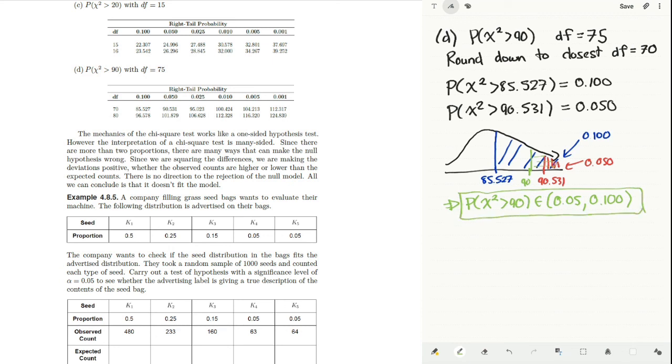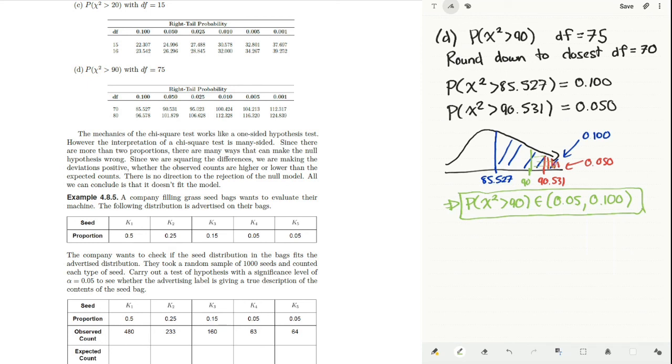Now the mechanics of a chi-square test work like a one-sided hypothesis test. However, the interpretation of a chi-square test is many-sided. Because there are more than two proportions, there are many different ways that the null hypothesis can be false. Since we're squaring the differences, we make the deviations positive, whether the observed counts are higher or lower than the expected counts. So there's no direction when we reject the null hypothesis. All that we can conclude is that the data does not fit the model.